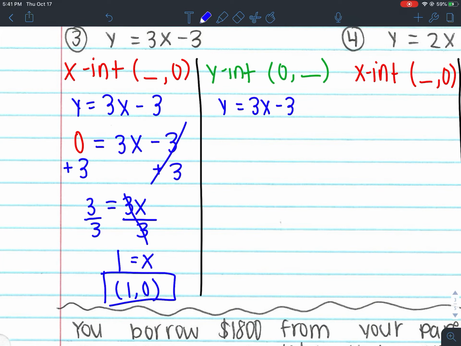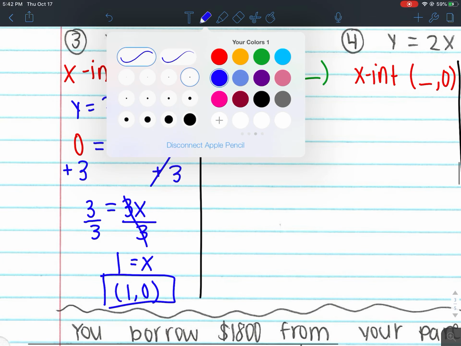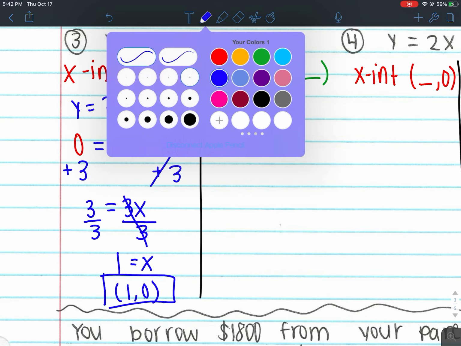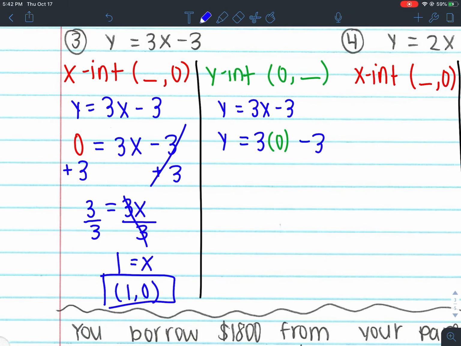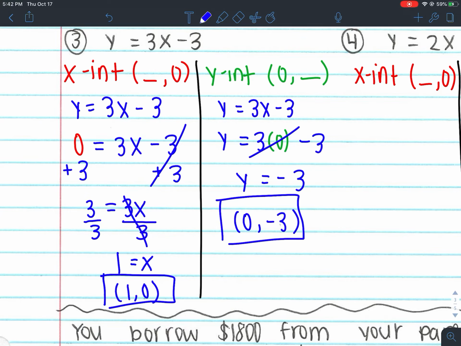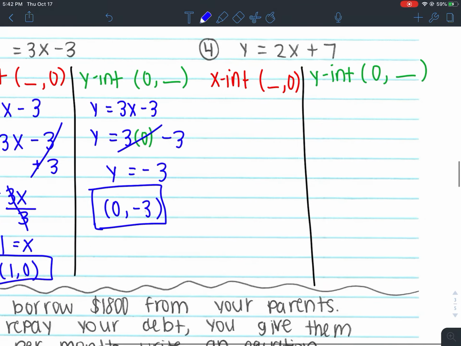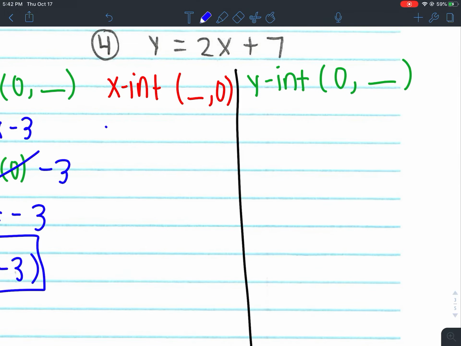And I'm going to copy down the equation on the other side as well. This time I'm going to plug in a 0 for the x value because the y-intercept has a 0 for the x value. So 3 times 0 for the x value minus 3. Well, 3 times 0 is just 0, so I have y equals negative 3. Oh, it's already done. So now my y-intercept is going to be (0, negative 3). So see, it's not too bad. You just have to think about it and be like, oh, I'm doing the same exact thing. It just looks a little bit different. All right, so let's do some more practice over here.